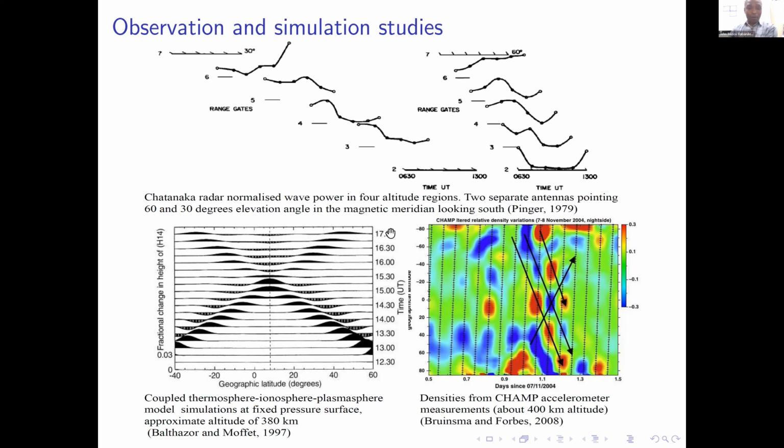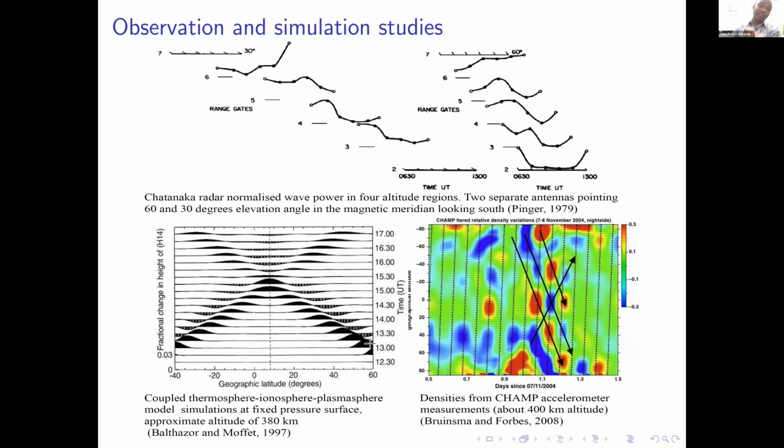Now, in the bottom part, on the left-hand side, I'm showing a theoretical simulation from the coupled thermosphere, ionosphere, plasmasphere model. These are simulations at a fixed pressure surface at an approximate altitude of 380 kilometers. You'll see that on the left we have negative values, and on the right there are positive values in terms of latitudes. So it's from the southern hemisphere to the northern hemisphere and vice versa. On the left, we have the fractional change in height, and on your right, we have time.